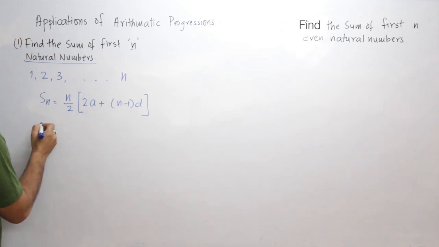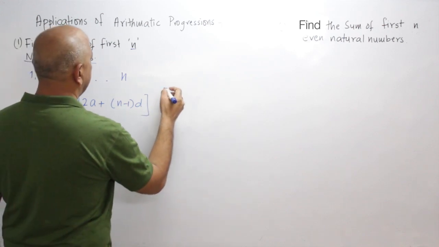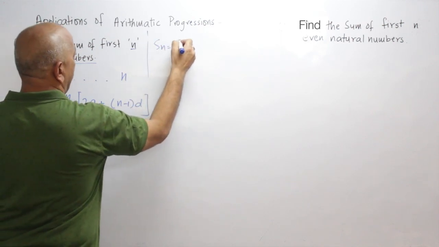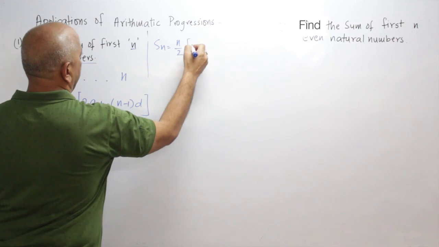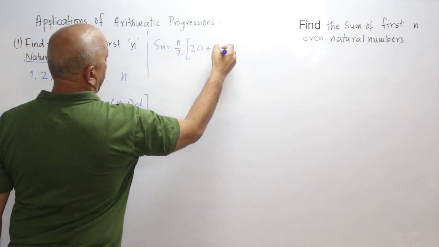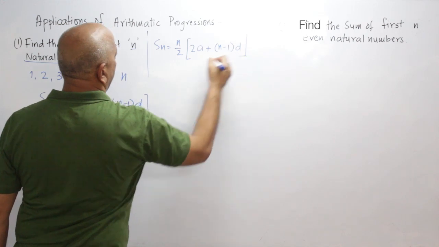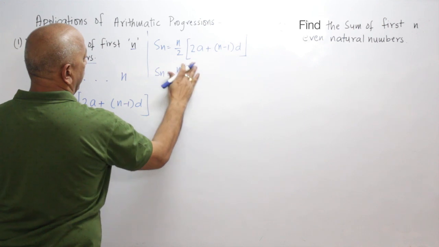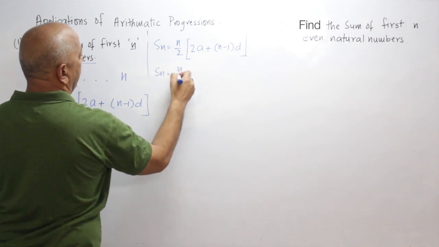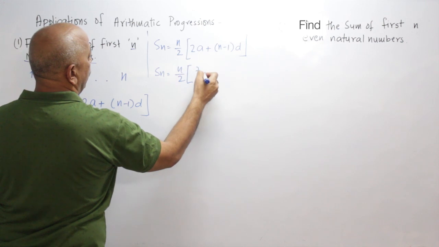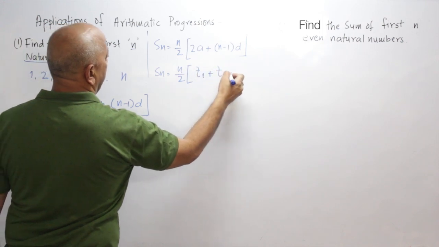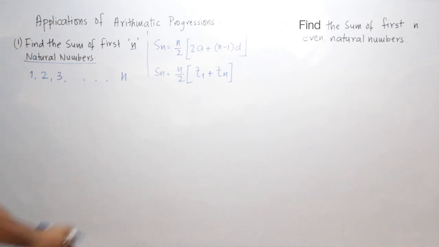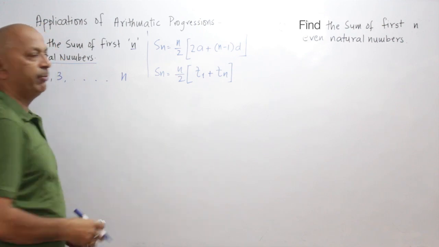And the second formula we know, I'll write the formula here. Sn is equal to n by 2 into bracket 2a plus n minus 1 d. So this is the first formula. And second formula we know n by 2 into bracket t1 plus tn. So these are the formulas. We have option to solve by any of these two.